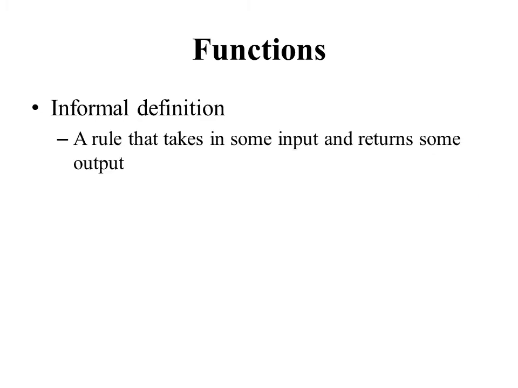So this leads to an informal definition of a function. A function is a rule that takes in some input and returns some sort of output. Now those inputs could be anything. They don't have to be numbers, and likewise those outputs don't have to be numbers. In Calculus 1, the inputs and the outputs were usually numbers, but that's not always the case.